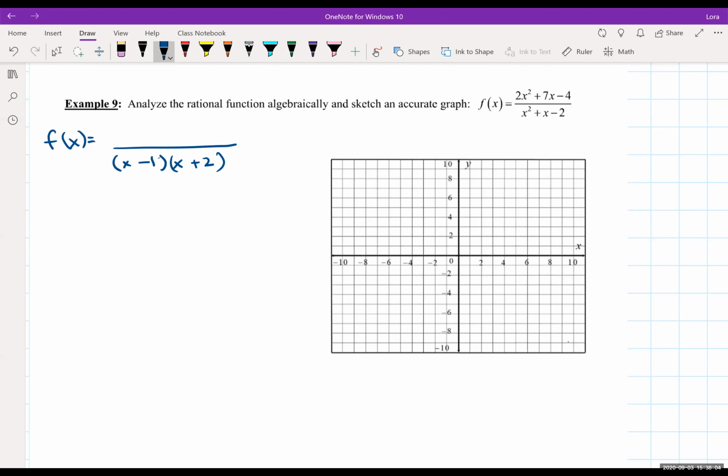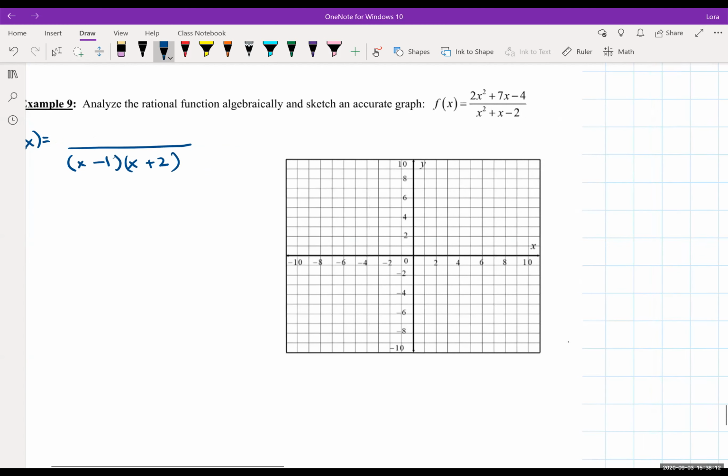And I also have 2x squared plus 7x minus 4. And that would mean if we're looking at factors of 2 times negative 4, I might have to take a little work off to the side. So factors of negative 8 that add up to 7. That is 8 times negative 1. So we know it's factorable.